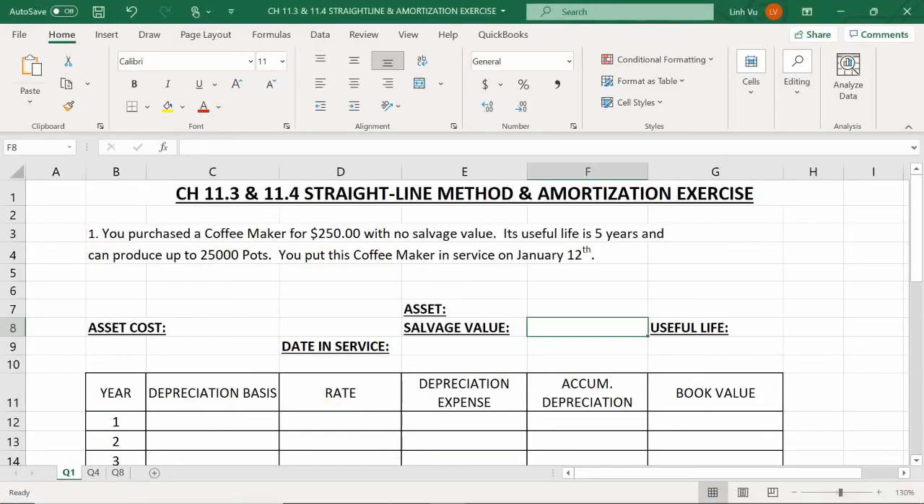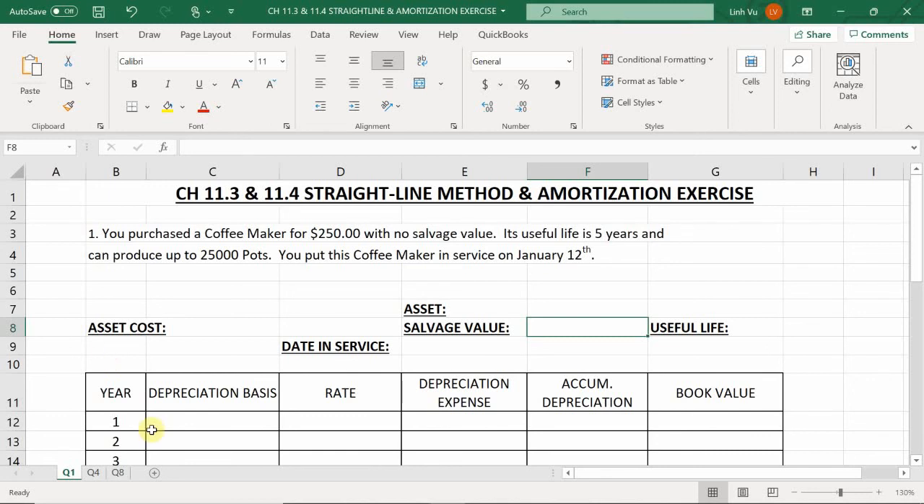So I have exercise number 1 up here, where we're going to do both scenarios, both different types of depreciation and amortization, in this example. Number 1: you purchase a coffee maker for $250 with no salvage value. Its estimated useful life is 5 years, and it could produce up to 25,000 pots. Of course, you place this coffee maker into service as of January 12th.